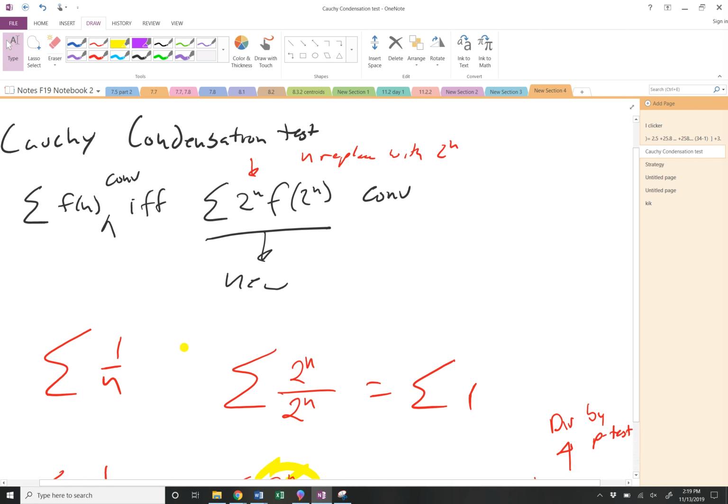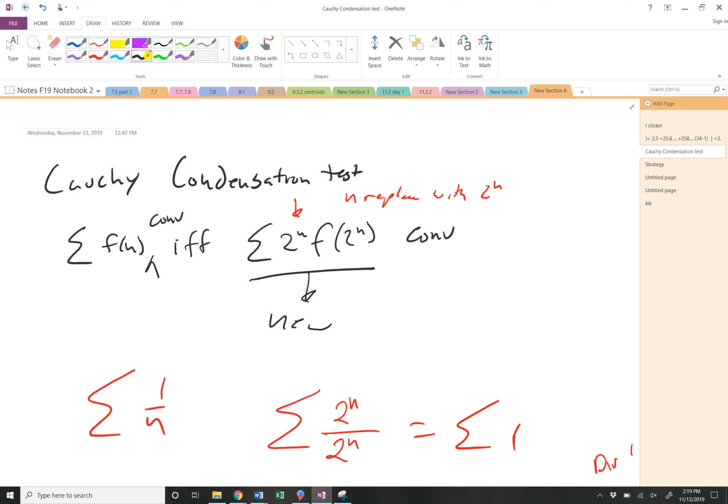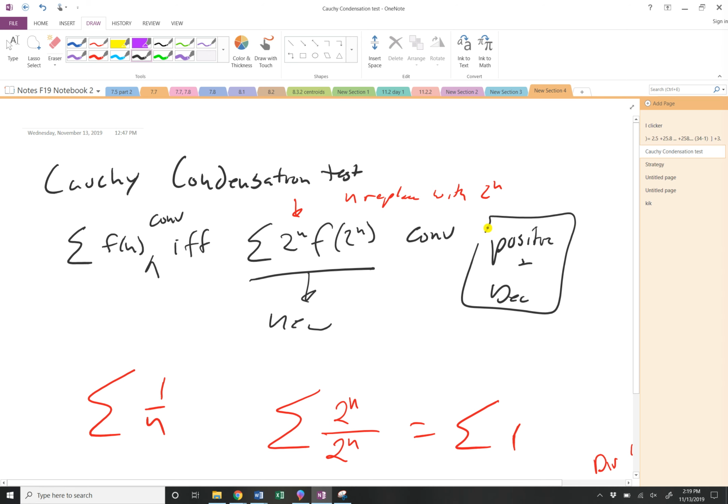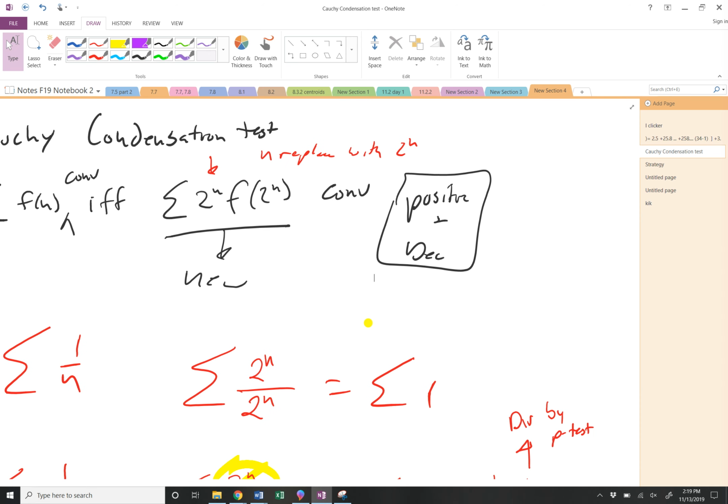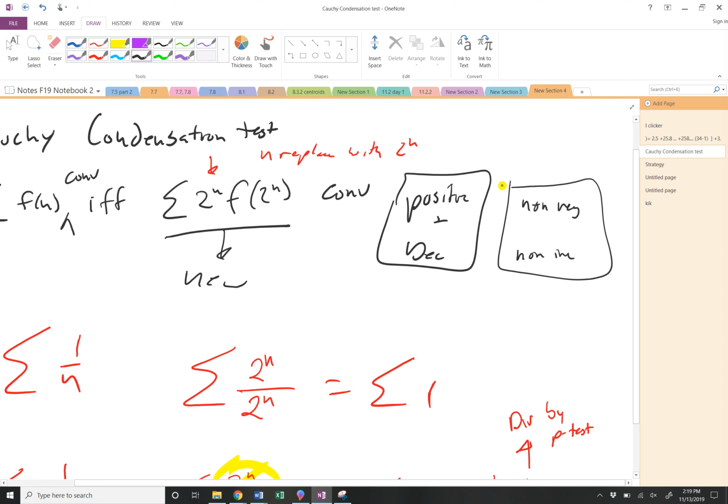So this does only work, I need to tell you when this does work. It needs to be positive and decreasing. Okay? So it doesn't test for if you've got things that are going up and down. Anyway, technically it's non-negative and non-increasing. So there's a difference between decreasing and non-increasing, because you can't have terms that stay the same. That's not decreasing, but it's not increasing.